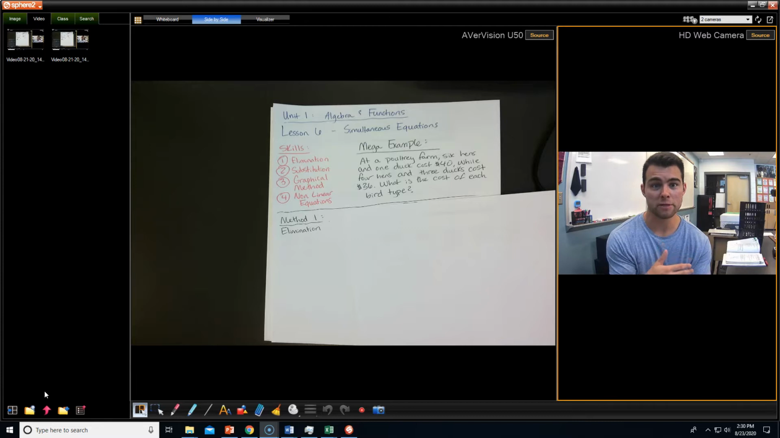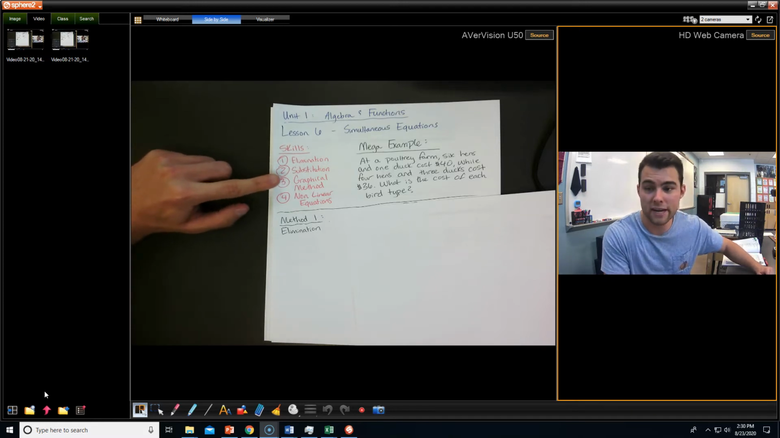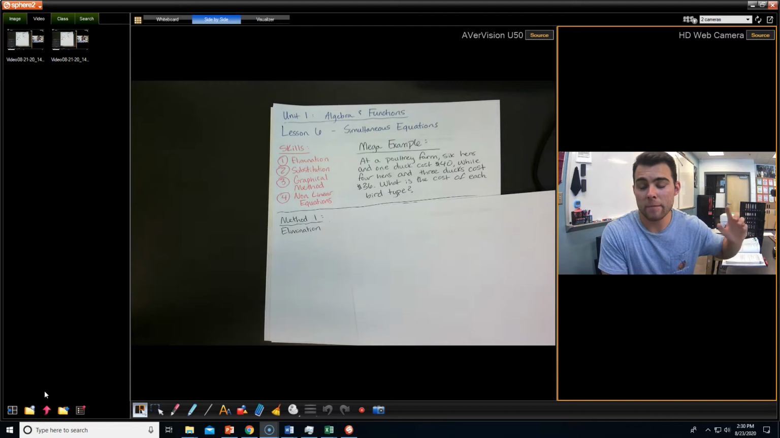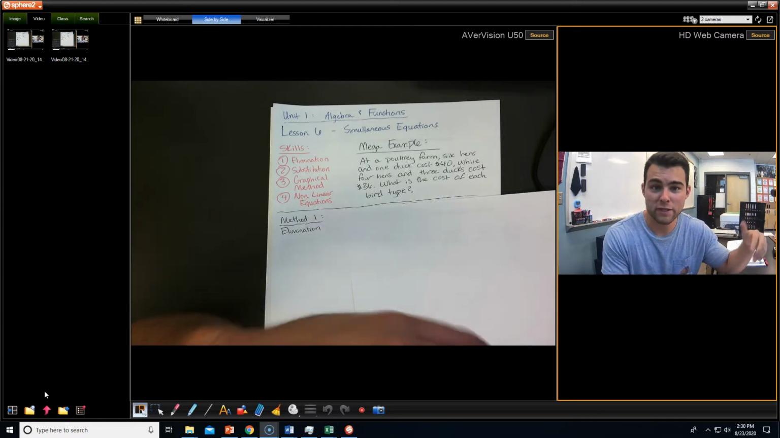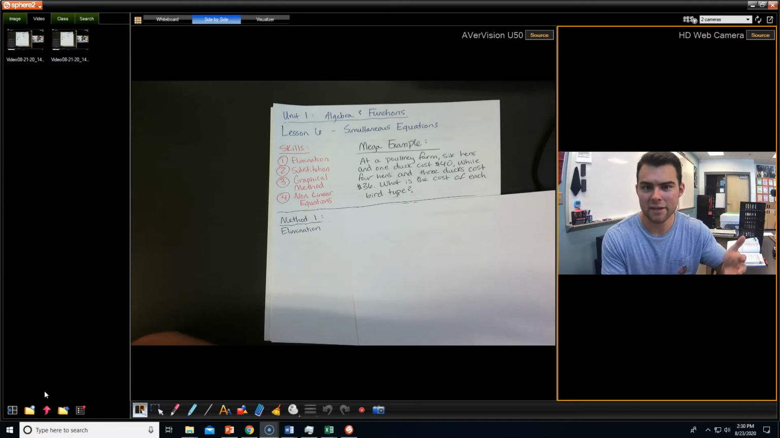We're going to be farmers today, and go to a poultry farm and actually use 3 of these methods: elimination, substitution, and graphical method, in order to solve the simultaneous equation we're about to get. And then we'll look at one nonlinear example, which you'll see what that is in a little bit.